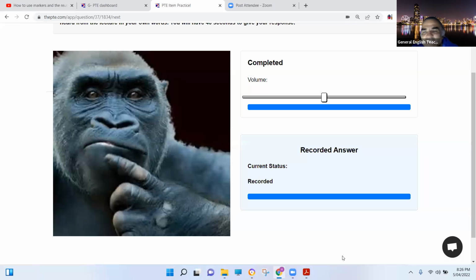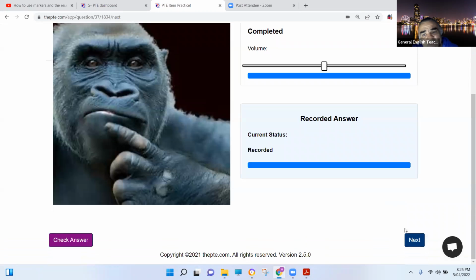Okay, now we can do one more. We can do one more all together. All of us together, and we want to pretend that it is the real situation, the real test center.